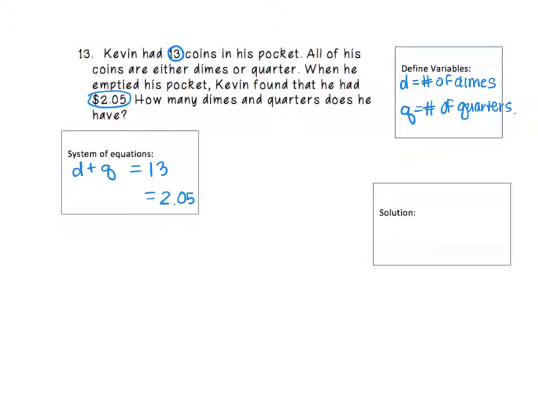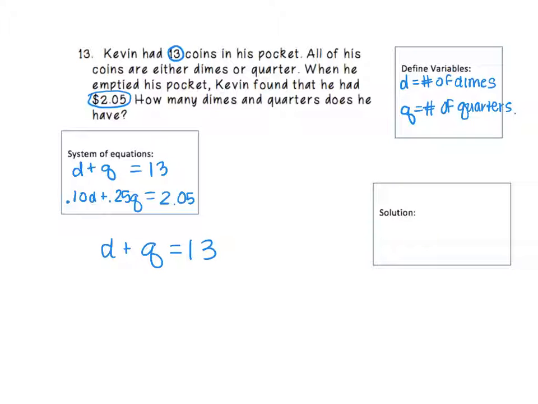Then the second equation is where I need to take into account how much each coin is worth. So I'll be multiplying 0.10D plus 0.25Q, because a dime is worth 10 cents and a quarter is worth 25 cents, but we always put them in decimal form when we are writing out these equations. And now we can go to solve it.